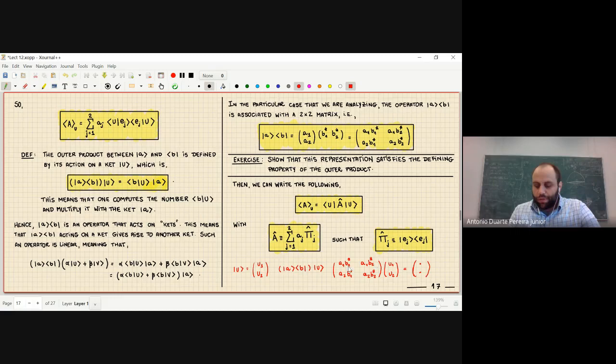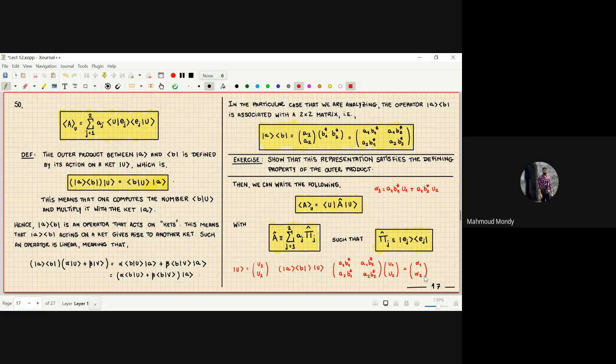So let me use a better notation. Let me call these, I don't know, alpha 1 and alpha 2. So I can compute who is alpha 1. Alpha 1 will be the product of this number with U1 plus the product of this number with this number. So alpha 1 will be A1 B1 star times U1 plus A1 B2 star U2. And you can work out the same thing for alpha 2, and we're going to find an expression for alpha 2, right?